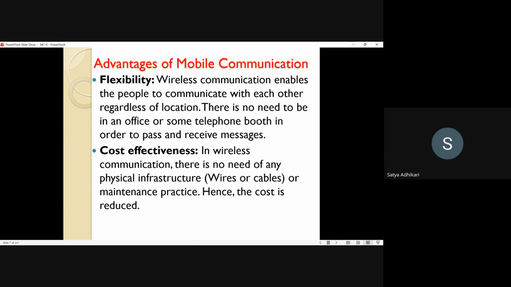Besides that, more important is cost effectiveness. In wireless communication, there is no need of any physical infrastructure, any wire or cable infrastructure, or its maintenance. As there is no physical infrastructure, the maintenance cost is also low. That is why the cost is reduced. So it is cost effective as compared to a wired network. So mobile communication is cost effective.